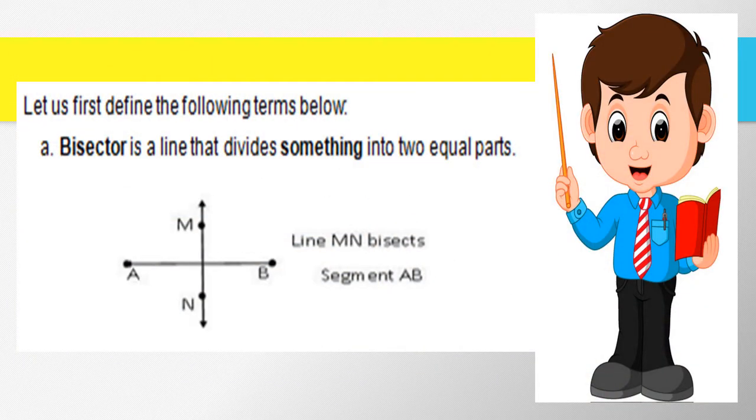Let us first define the following terms below. A bisector is a line that divides something into two equal parts. Just like in the illustration below, line segment MN bisects line segment AB. A bisector means to divide something into two equal parts.